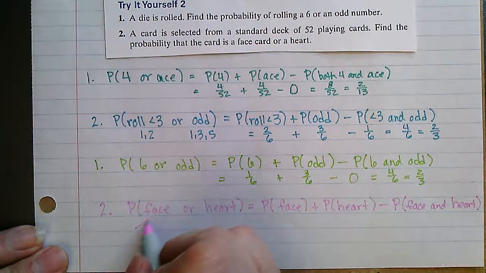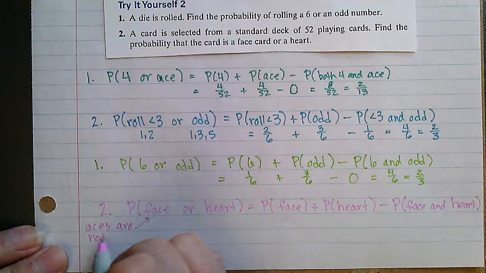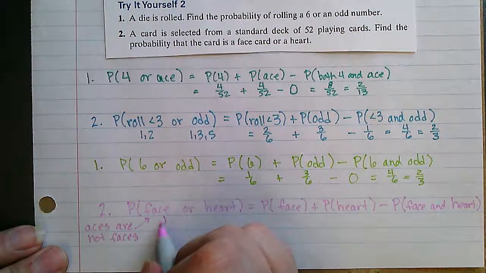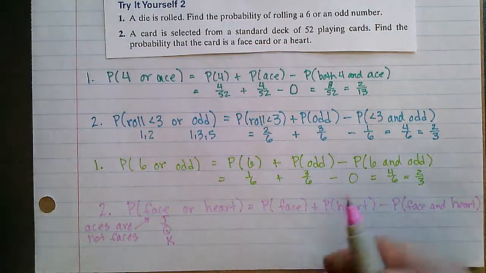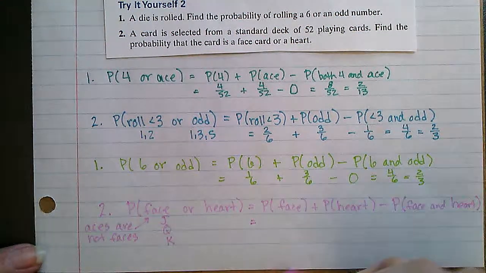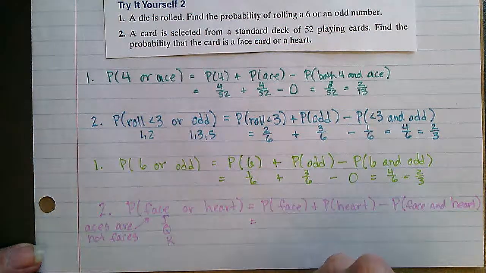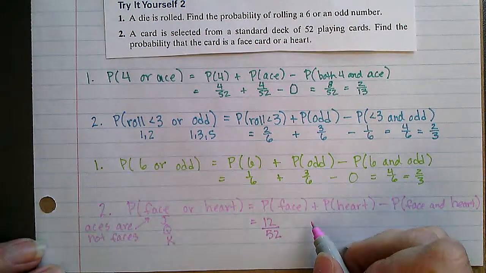So something that's worth noting is that aces are not faces. So the only face cards we have would be a jack, a queen, and a king. And then hearts, there's ace, and then 2 through 10, jack, queen, and king. So there's 13 hearts. The probability that we would draw a face card, well, there's 3 face cards, and there are 4 different suits. So there would be 12 face cards out of 52 cards in the deck.